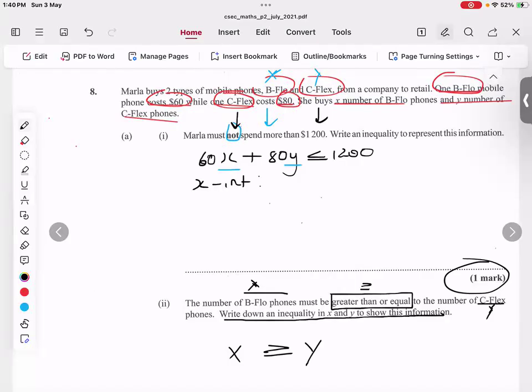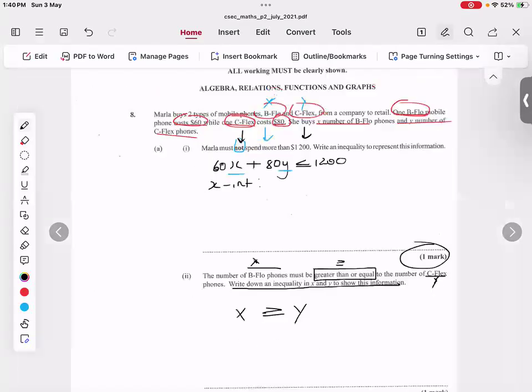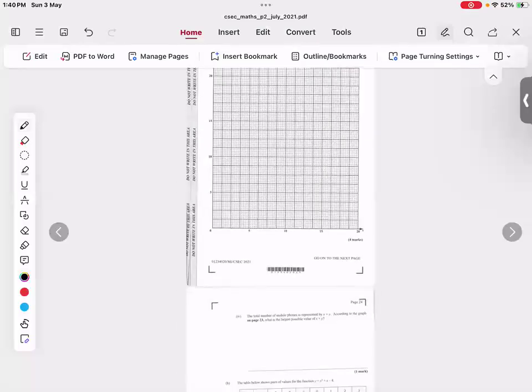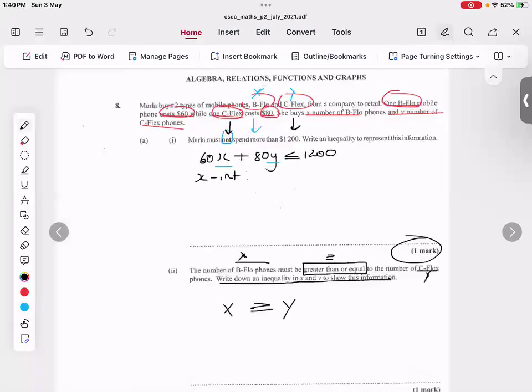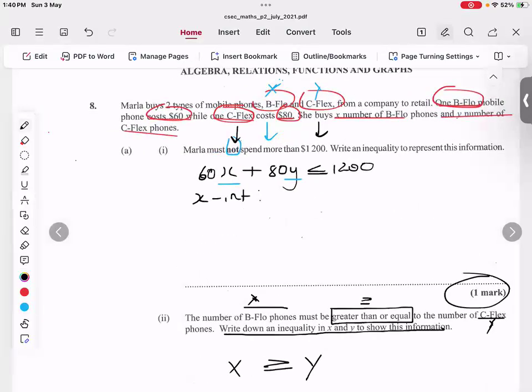I have to carry the calculation down here. I'm not enough space, so I'm going to work it out up here. If I want to find the x-intercept, I'm just going to say 60x is less than or equal to 1200. Just ignore the y completely, because 80 times 0 is 0. If I divide both sides by 60, I'm going to end up with x is less than or equal to, is that 20? Confirm it, please. I think it's 20. Yes, sir.